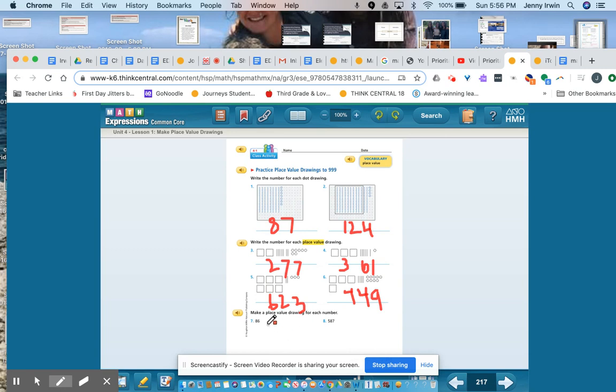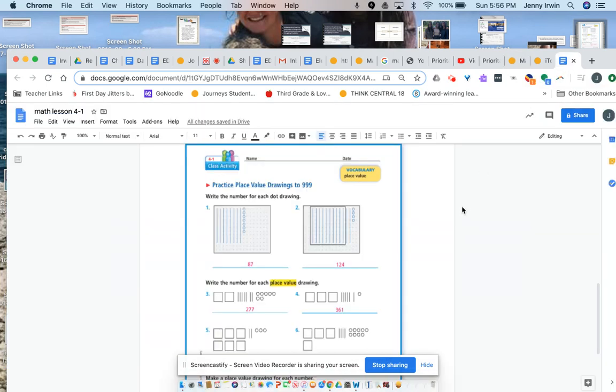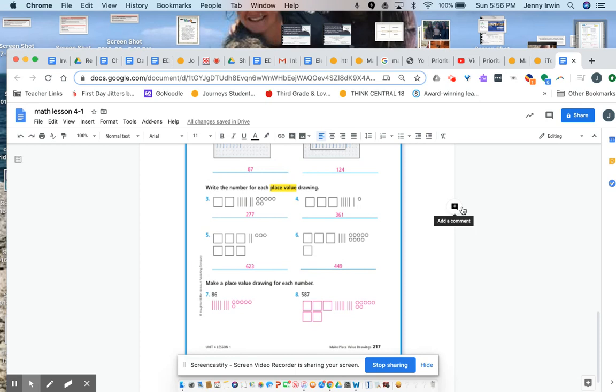You're going to make a place value drawing for 86 and 587. When you're done with those, this is the answers for that page. This is what your picture looks like for 86. 8 10 sticks for the 80, because you're counting by tens, and then 6 ones. This one, the squares are all 100, and you need 5 hundreds. You need 80 in 10 sticks and 7 ones.